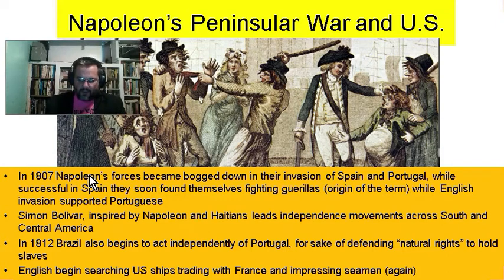The Napoleonic Wars were in full swing, and the United States was again in conflict with the French and British. The British and French were fighting against each other. So the British had begun to search U.S. ships trading with France and impressing Americans as seamen again.